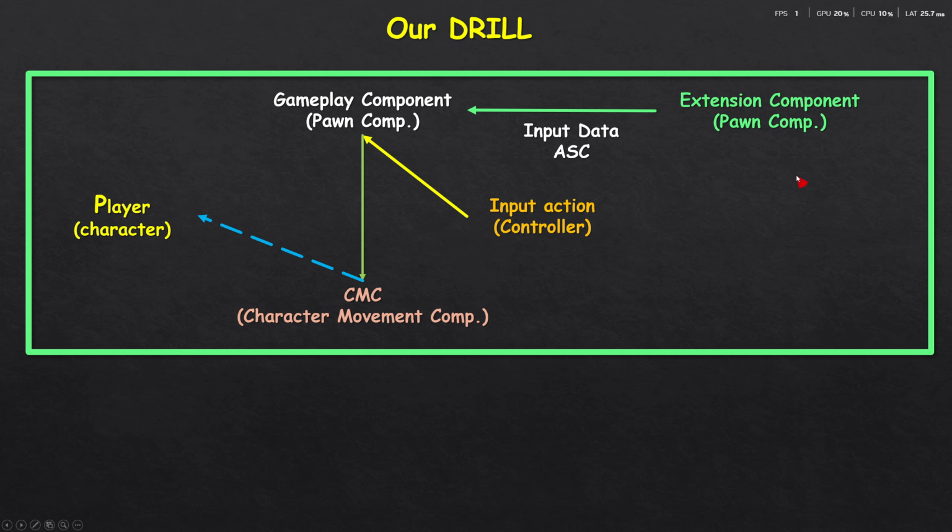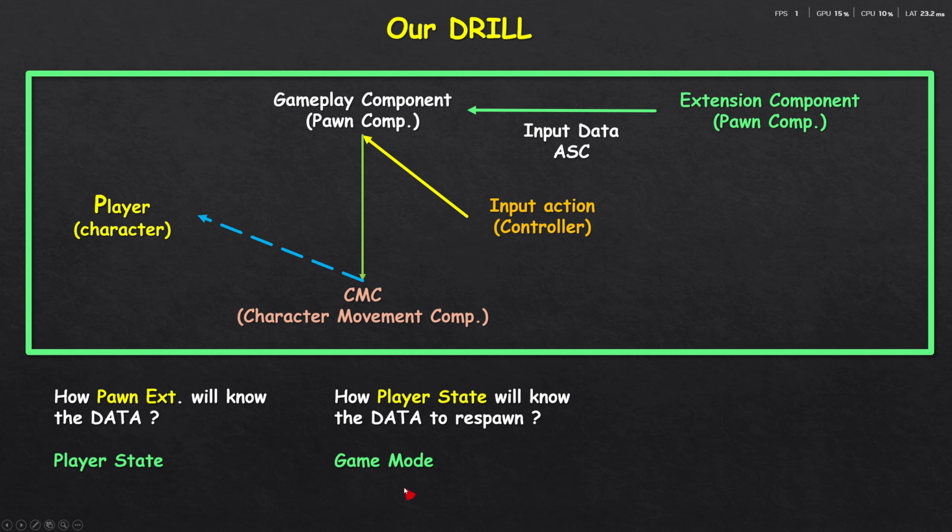So how will this extension component know the data? The answer to this is the player state, because I told you the player state remains even if you die. So that means if you respawn, this player state will provide the data to the pawn extension of that new character. Okay, but who will provide the data to the player state? The answer to that is the game mode.